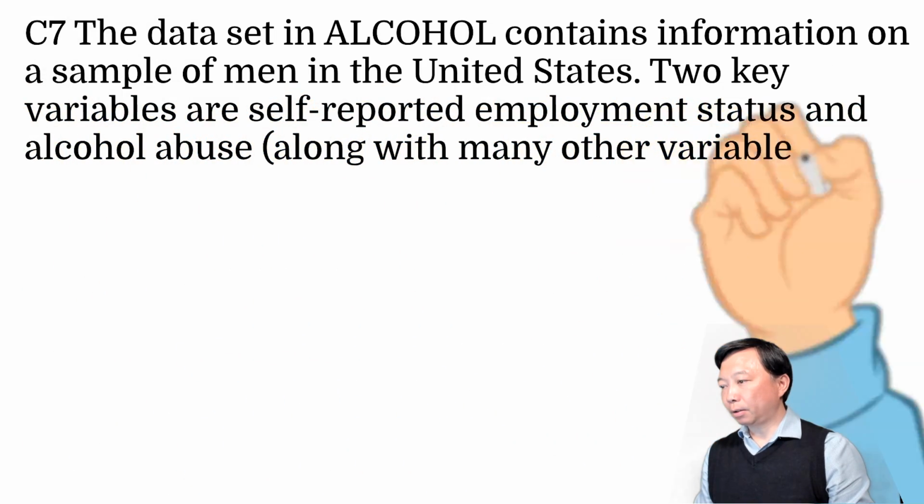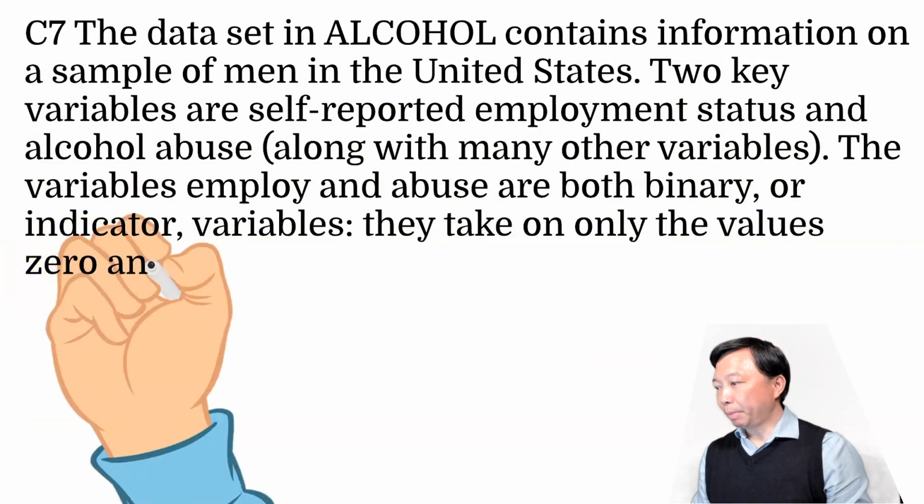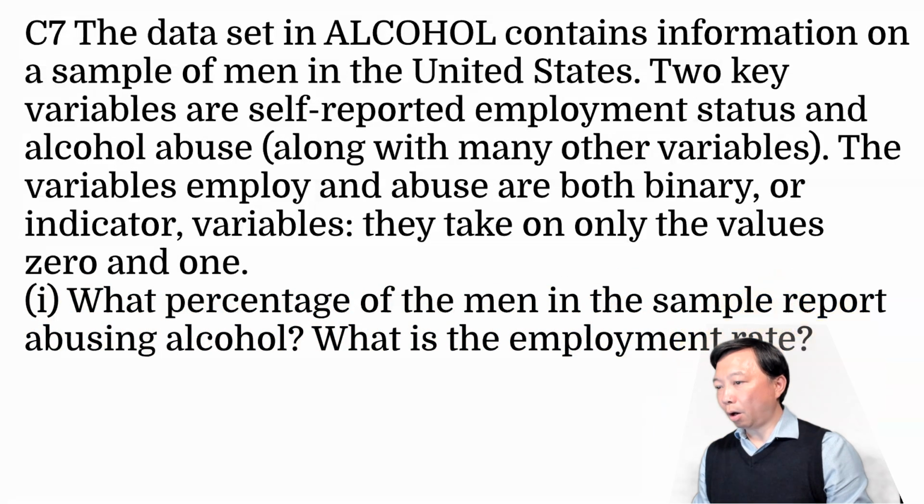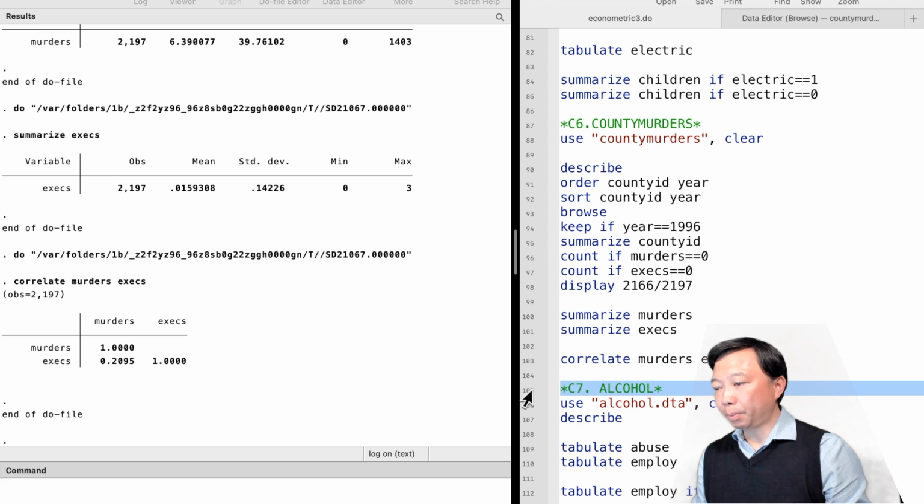The dataset in alcohol contains information on a sample of men in the United States. Two key variables are self-reported employment status and alcohol abuse. The variables employed and abuse are both binary or indicator variables. They take on only the values 0 and 1. The first question is, what percentage of the men in the sample report abusing alcohol? What is the employment rate?